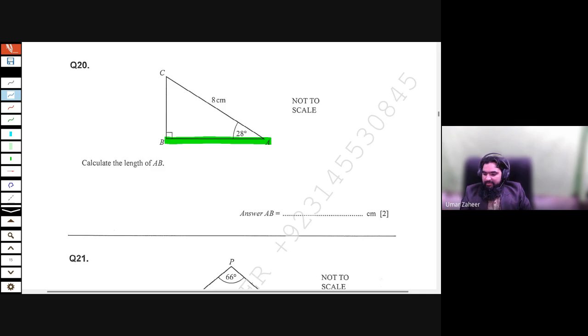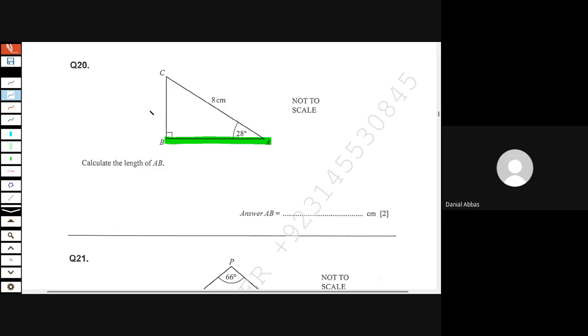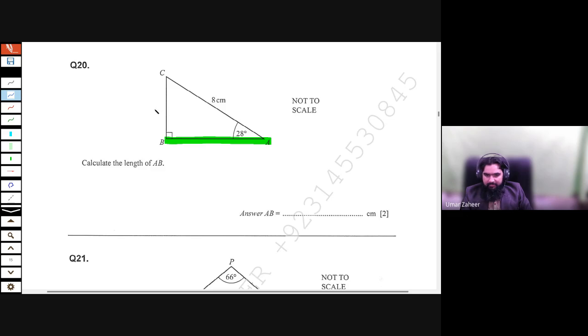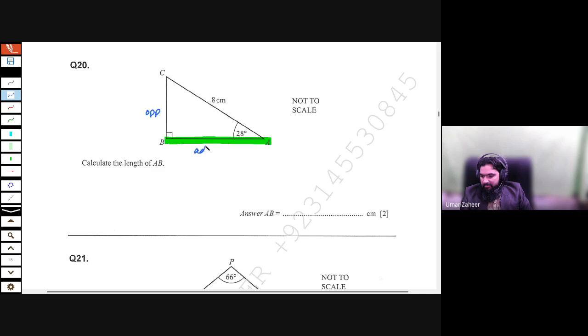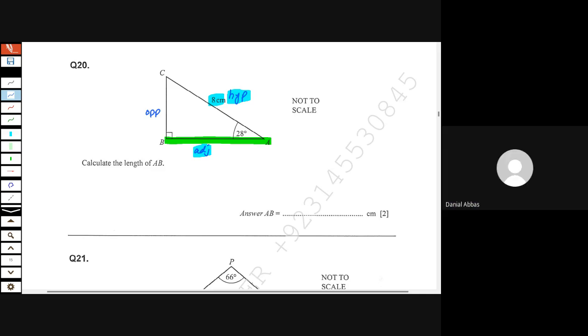Okay, tell me what will be the name of this side? What is the name of this side with respect to 28? It is opposite. This is the opposite side, this is adjacent, and this is hypotenuse. So we have the hypotenuse, and we have to find the adjacent. Which trigonometric ratio is going to be suitable? Sine theta equals opposite over h.